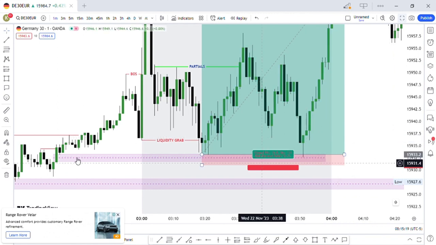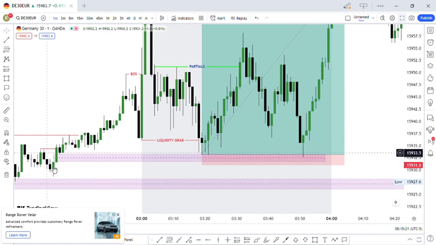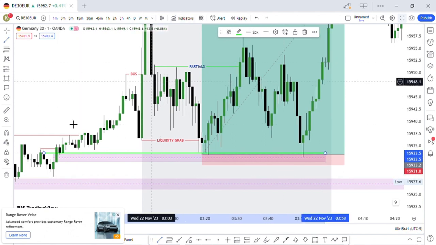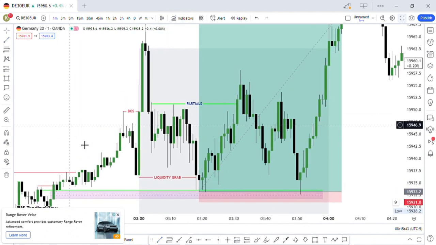Why did the market come here? If you check from the left side, we have this breaker here. When the market came and went up, we expect the market to come into this breaker here before going up. So that's the silver bullet for the London session. What date is it today? I think it's the 21st of November 2023.